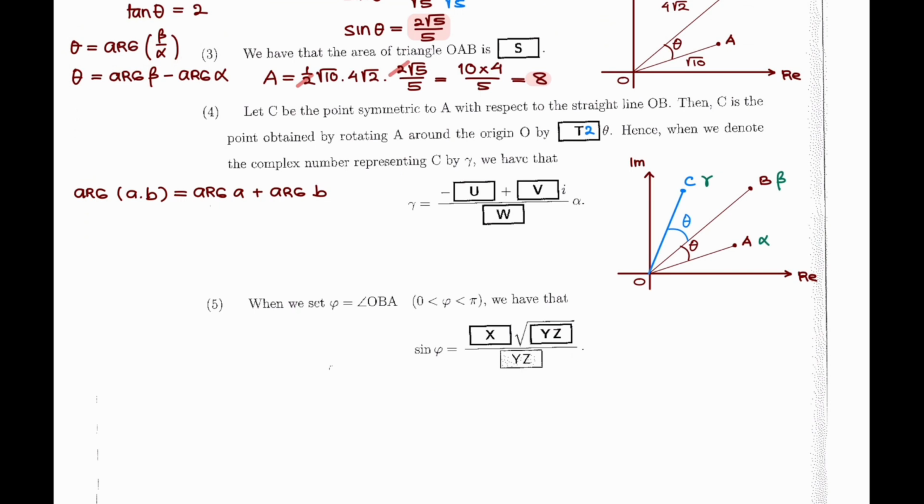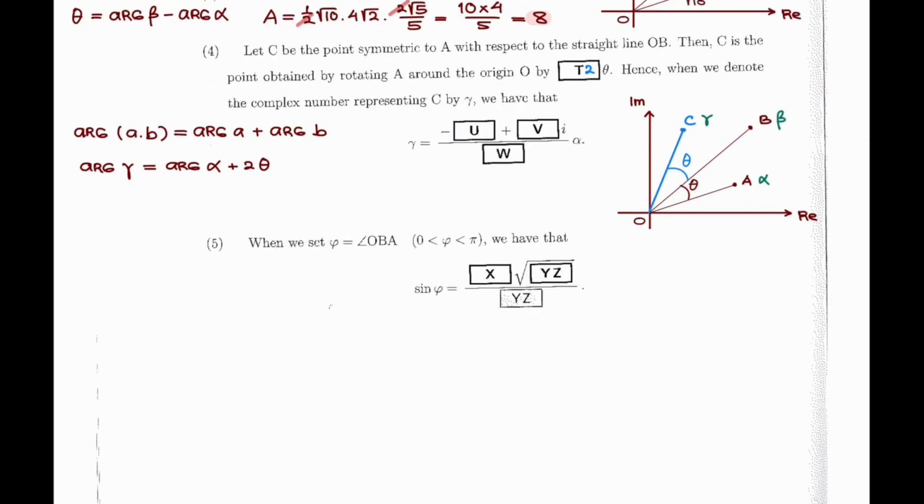This is the other property of argument. Argument AB is equal to argument A plus argument B. So argument gamma is equal to argument of alpha plus 2 theta. Argument gamma, the angle of this gamma, is equal to the argument of alpha, and then you add 2 theta. Argument alpha plus 2 theta.